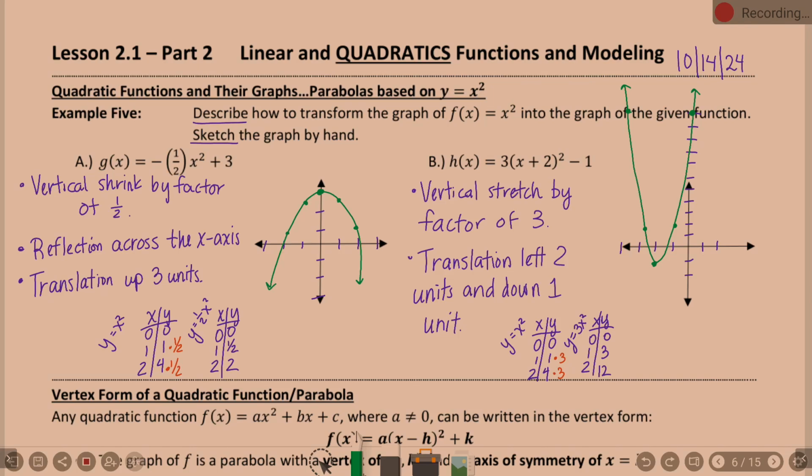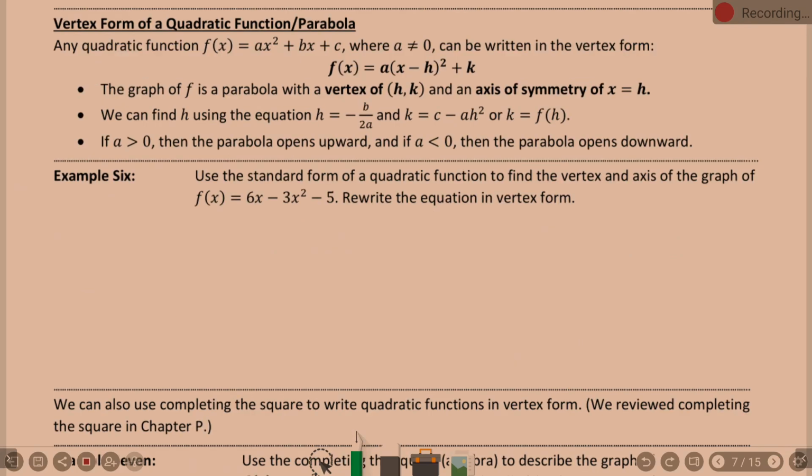Okay. Notice those were in that vertex form. And we're going to continue to talk about vertex form because it gives us so much information. So, any quadratic function, f of x equals ax squared plus bx plus c. Remember that is the standard form of a quadratic. As long as a is not 0, it can be written in vertex form. So right there, f of x equals a times (x minus h) squared plus k. This is your vertex form. And I call it the vertex form because the vertex is staring at you.